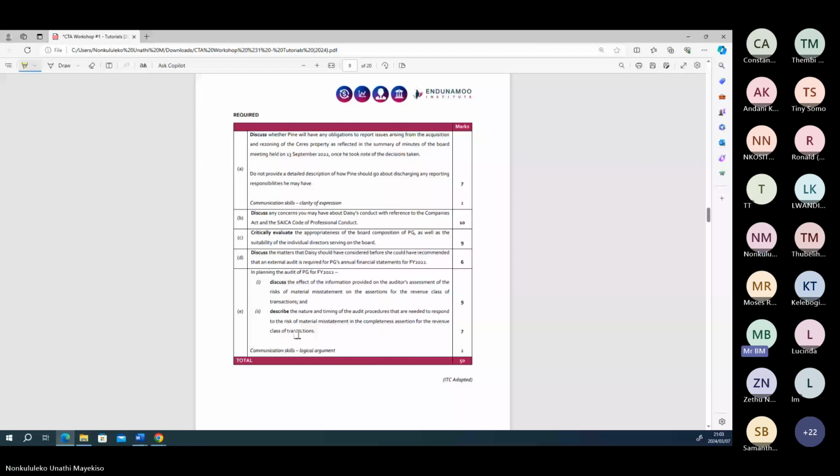Anything else? Okay, so I wanted to ask how you link the nature and timing to the last part of the required, the completeness section of revenue. I got the part where you were talking about the nature and timing, but how do you then link it to the completeness while we are still answering the required?